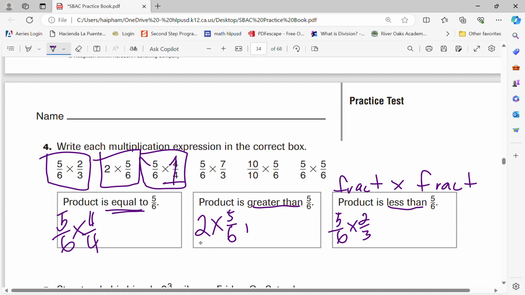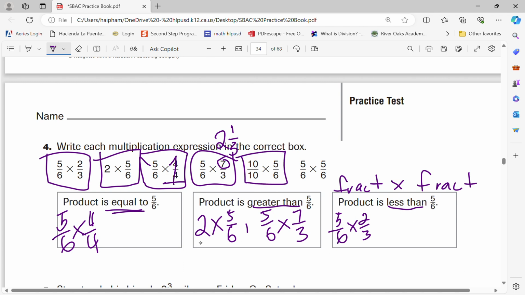Moving on, and take a look at this one. We have 5/6 times 7/3. Now 7/3 is an improper fraction. If you were to rename it, it is a mixed number. 3 goes into 7 2 times. 2 times 3 is 6. 7 minus 6 will be 1. And 7/3 is equivalent to 2 1/3. But notice this is an improper fraction as well, so it would always be greater than. So here we have 5/6 times 7/3.